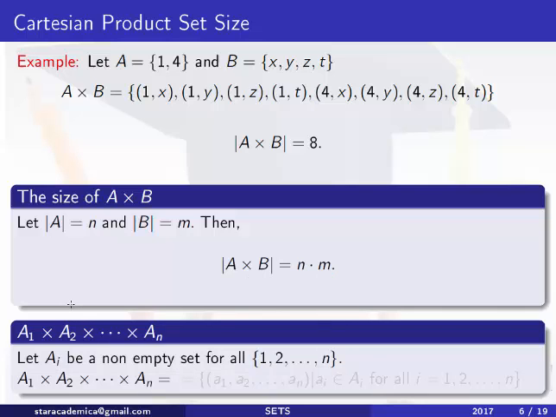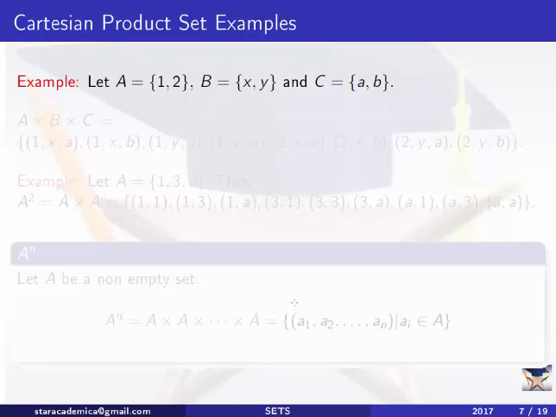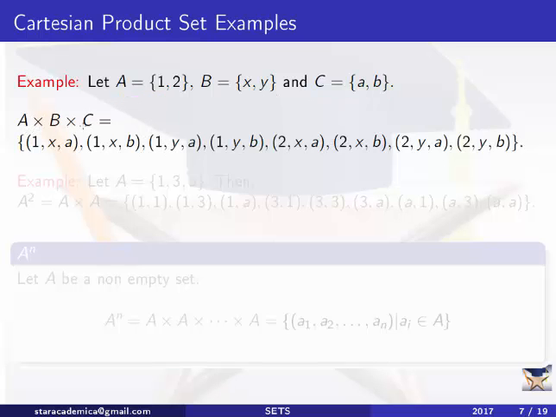One can go further and also define Cartesian product of more sets. For example, in general, if you have n sets, A1, A2, An, and each is non-empty, then the Cartesian product of these sets is going to be the collection of all n-ordered tuples. Let's have an example. Say we have a set A, 1, 2, B, x, y, and C, a, b. So what is A cross B cross C?